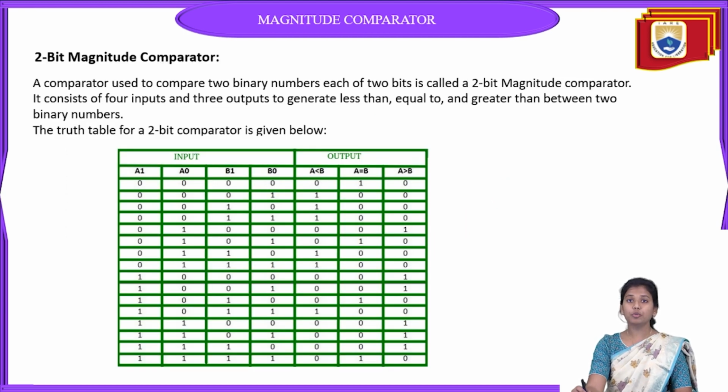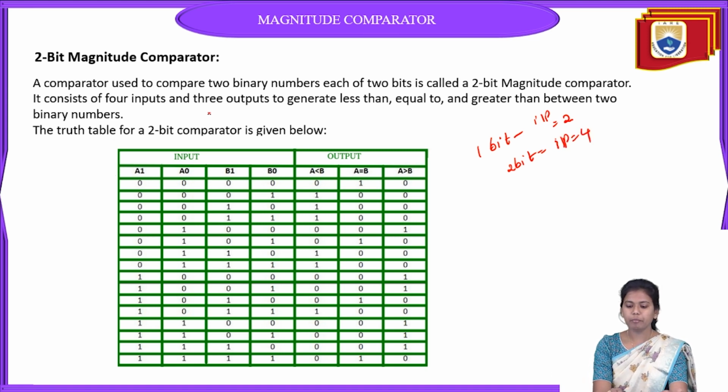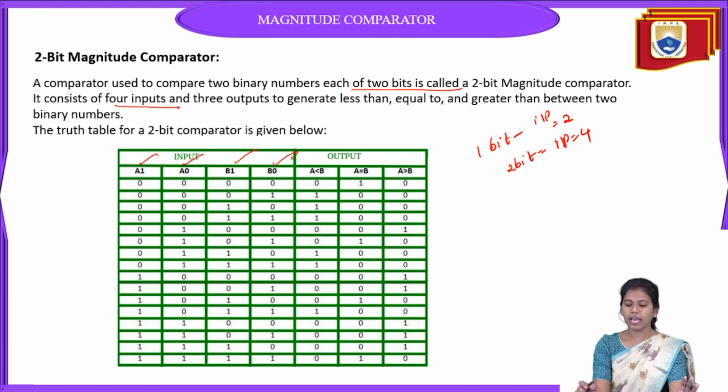Coming to the 2-bit magnitude comparator, we had seen in the 1-bit magnitude comparator that the inputs are 2 and the outputs are obtained with respect to greater than, less than and equals to. When it comes to the 2-bit magnitude comparator, the inputs will be 4. So for 1 bit, the input is 2; for 2 bit, the input is 4. Here it compares numbers of 2 bits each, so it is called a 2-bit magnitude comparator, and it has 4 inputs, A1, A0, B1 and B0, and as usual it generates 3 conditions: less than, equals to and greater than.